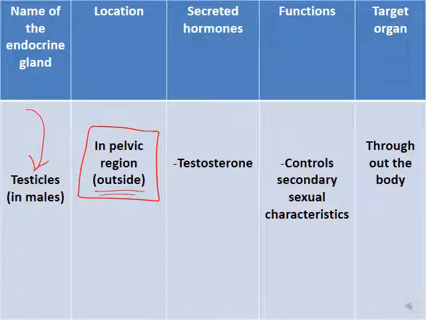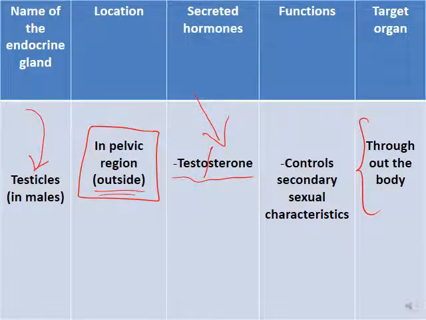The hormone that is secreted by the testicles is called testosterone. Testosterone is the male primary sexual hormone. It has an important role: it regulates the secondary sexual characteristics, like for example the growth of hair on the body. The voice of a man differs from the voice of a female due to the presence of this hormone, testosterone. So it controls the secondary sexual characteristics, where the target organ is the whole body.